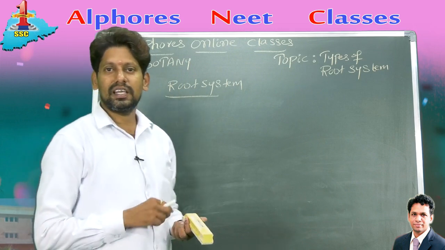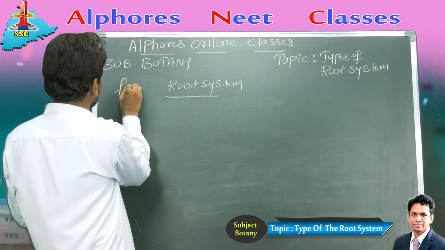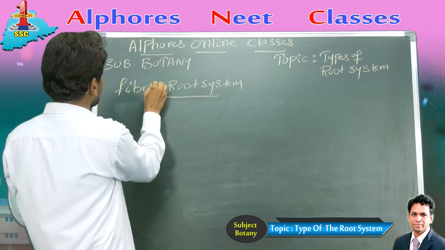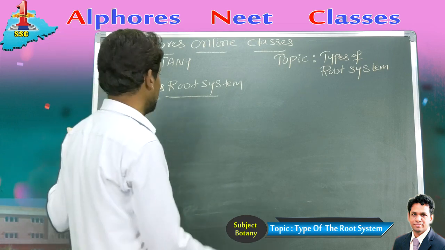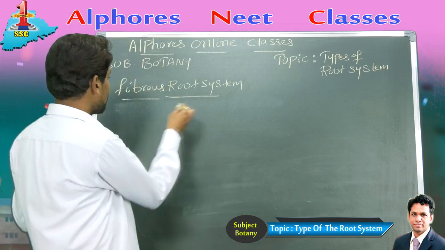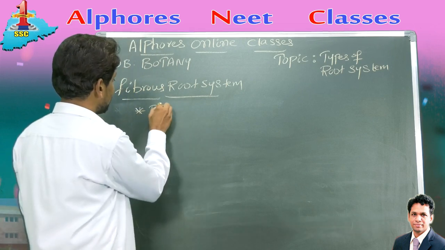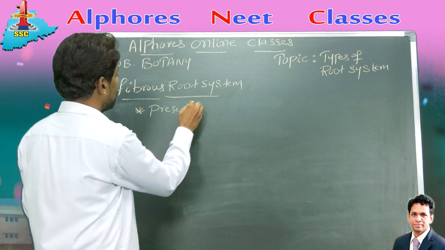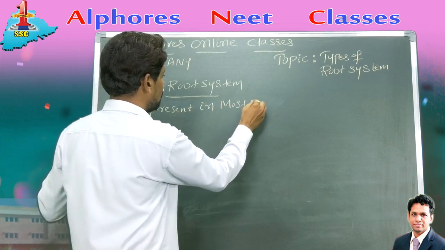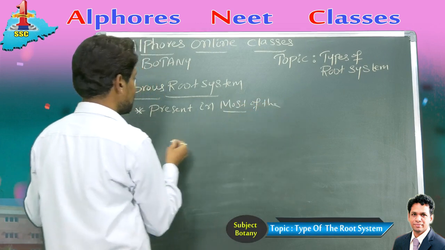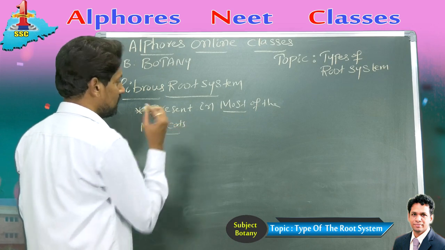Right, go for the second type of root system. What is it? Fibrous root system. Now listen here. The fibrous root system is seen in most of the monocots. Therefore, which root system is present in most of the monocots? The fibrous root system. Is it okay?